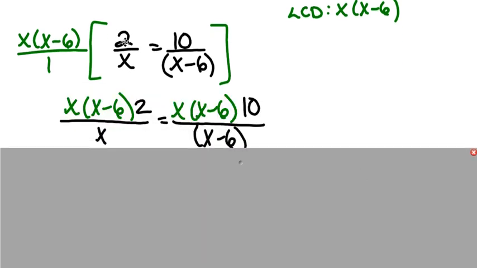So 2 times (x − 6)/x, and then 10 times (x − 6)/(x − 6). So we've done the multiplying. Again, we're looking to see what we can simplify, like terms from numerator and denominator to divide out. So on the left-hand side, both of them have an x. We could divide that out, so we'd be left with 2 times (x − 6) on the left.